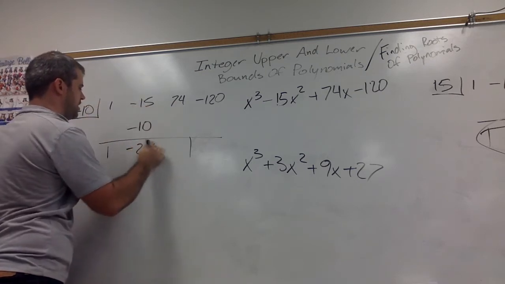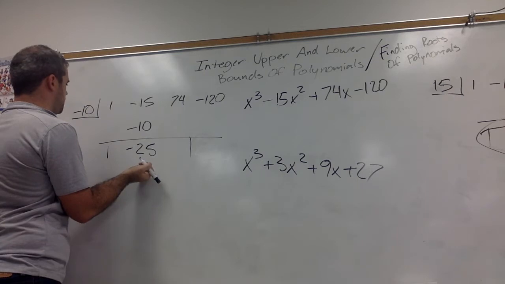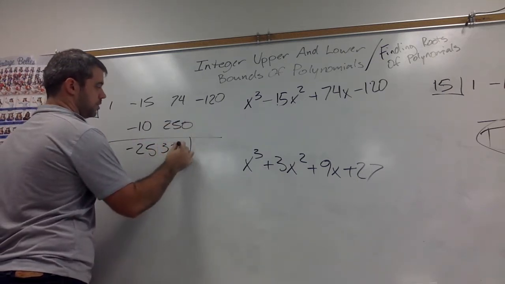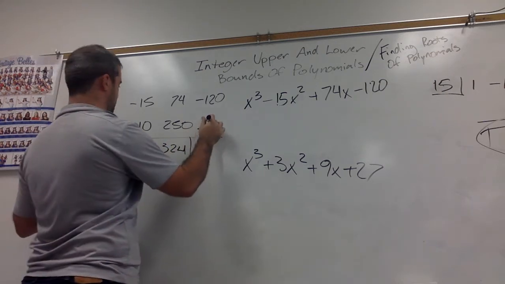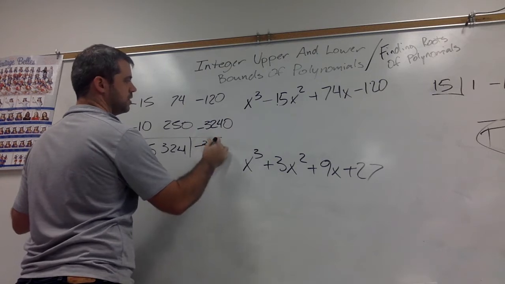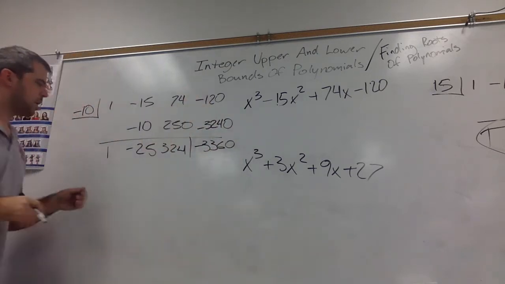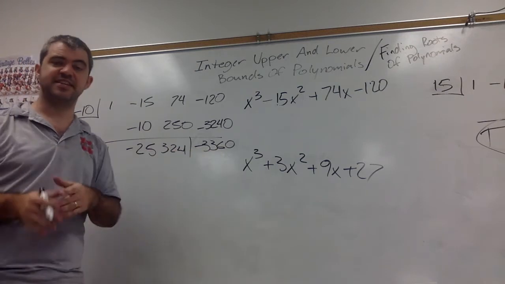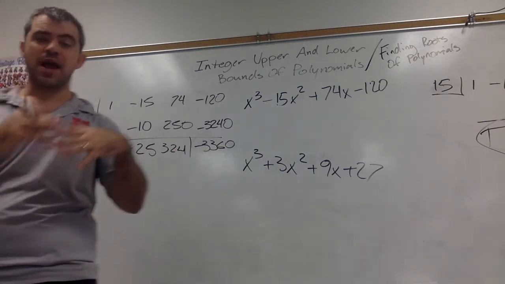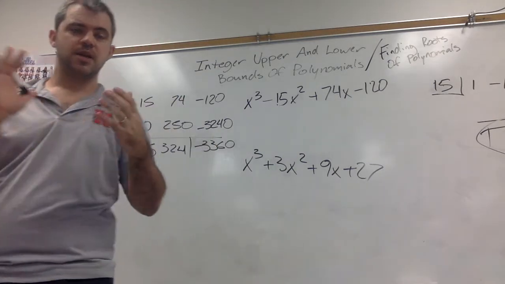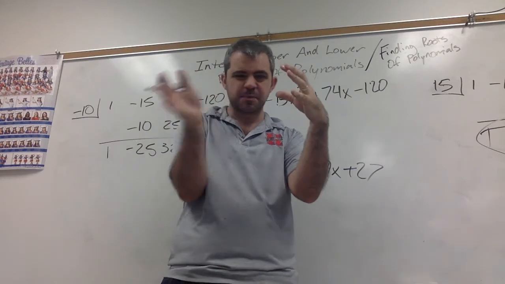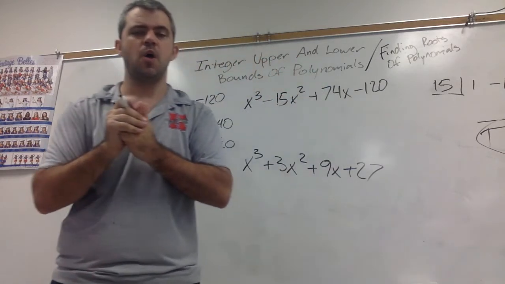Get negative 25, 250, 324, negative 3,240, negative 3,360. Positive, negative, positive, negative. This is a lower bound. Now again, I'm not searching for just any lower bound. I want the biggest lower bound so we can squeeze this guy as close as possible and really figure out where our roots are.